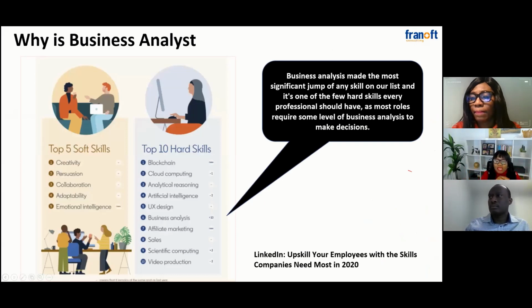And from LinkedIn, a LinkedIn report showed that during the pandemic, the most sought after skill, the skill that jumped by the highest margin, is business analysis. So look, we have blockchain, we have cloud computing, we have analytical reasoning. Artificial intelligence went down by -2, cloud computing +1. You have scientific computing going up by +3. But the business analysis skill jumped by +10 because the pandemic took a lot of organizations off balance.